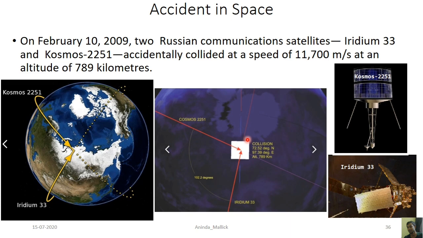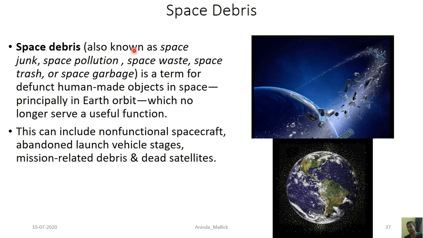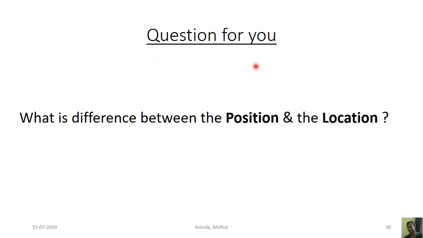So what is space debris? Space debris is basically space junk, space pollution, space waste, space garbage, created by non-functional spacecraft, dead satellites, and failed missions. Rockets with a few rocket parts also create space junk, and it is created not only by humans but also by solar storms.